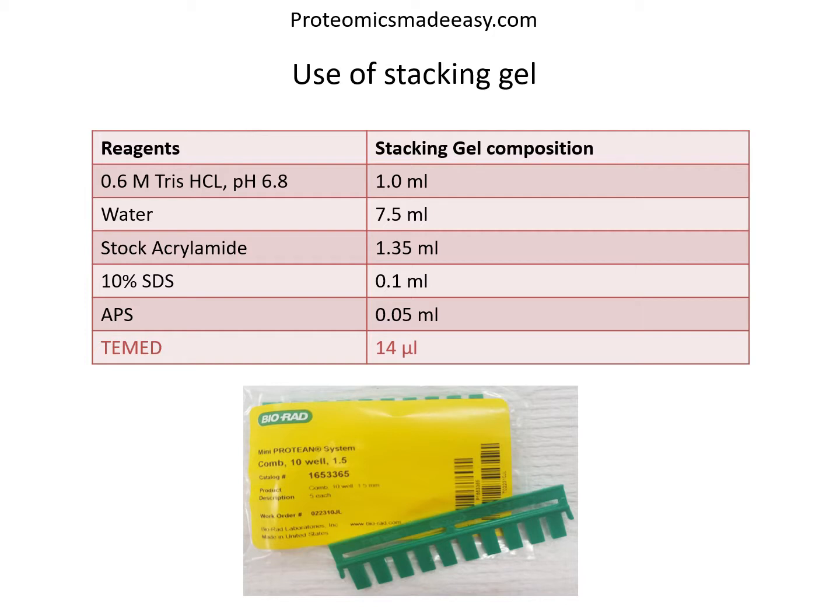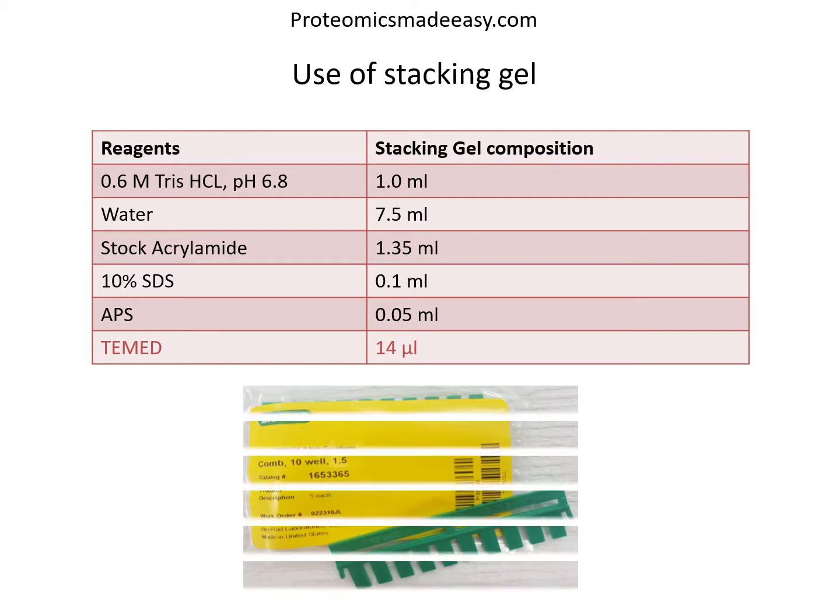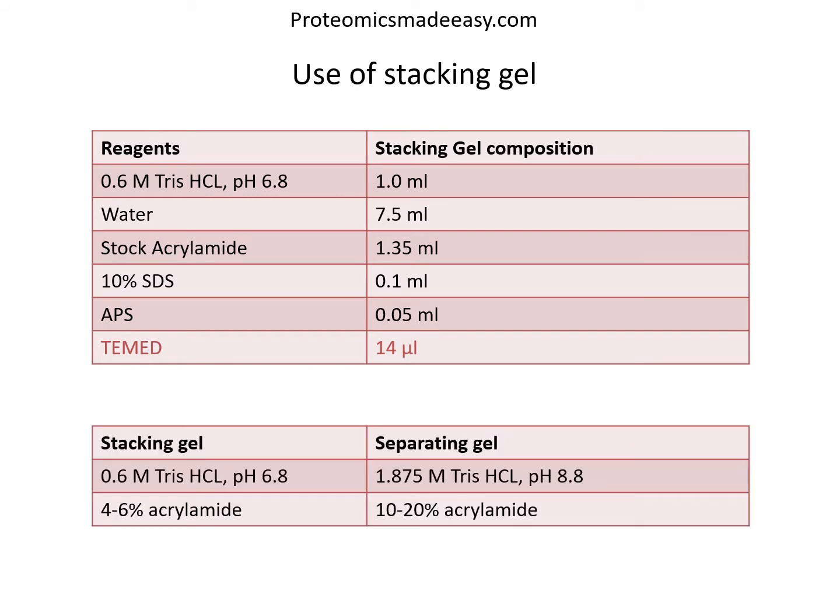So, in short, the proteins migrate first into a stacking gel with neutral pH in which they are concentrated, and then they migrate into a separating gel with basic pH in which the actual separation takes place. Stacking and separating gels differ by pore size, ionic strength and pH values, as shown in the table.